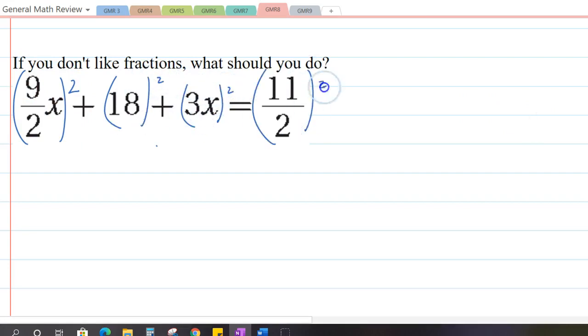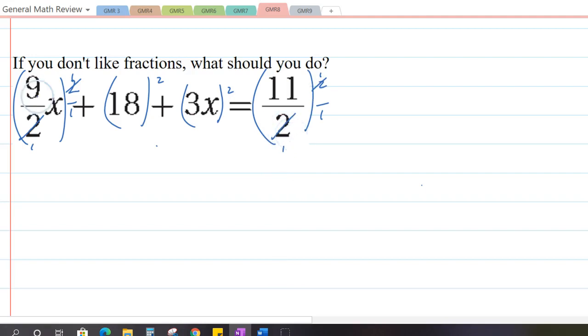This is going to give us slightly bigger numbers, but in the long run, it's going to be easier. Before I multiply, I try to cancel out. 2 divided by 2 cancels out, leaving me with 1s. 18, there's nothing to cancel out. 3x, nothing to cancel out. 11 over 2 is going to cancel with the 2. Now, before I move on, I always check, did my denominators cancel out? The answer is yes. We're good.